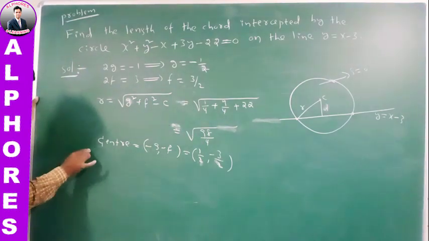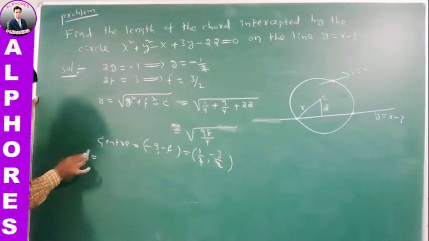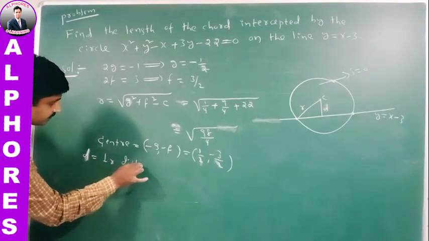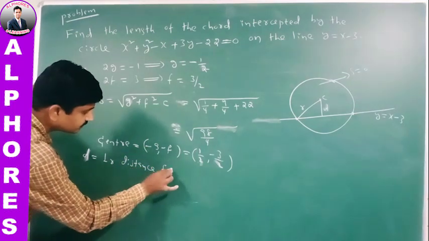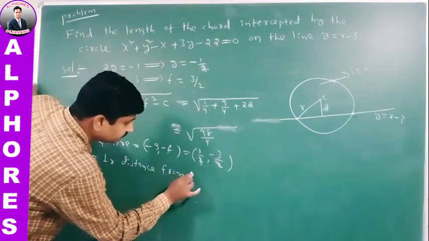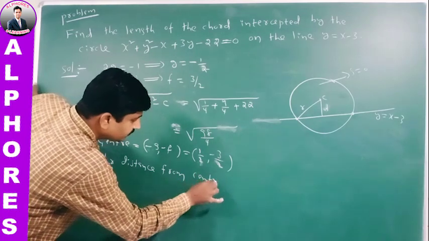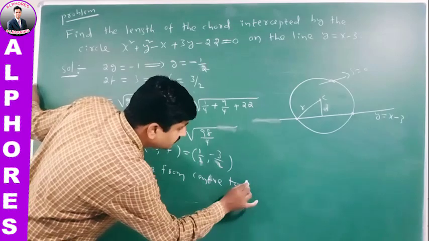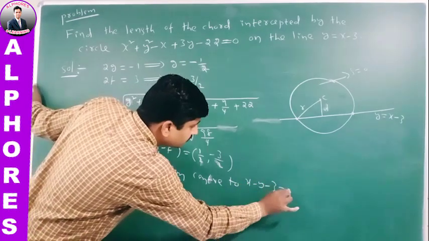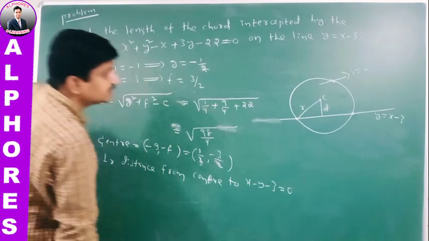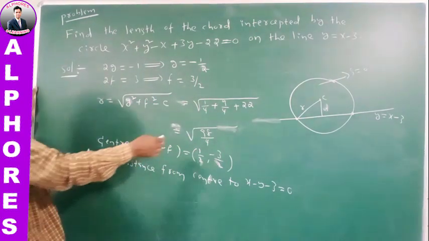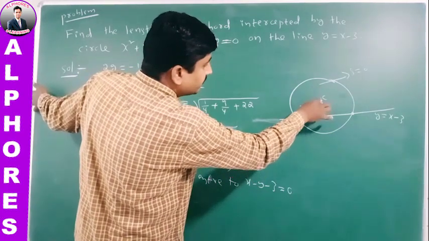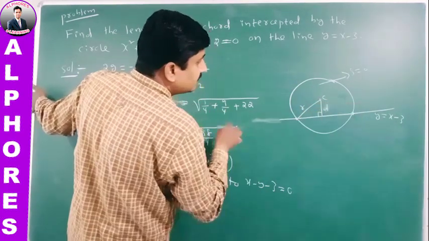Now find D. How to find D? D means the perpendicular distance from the center to the line x minus y minus 3 equals 0. Here from the diagram, D is the length of the perpendicular from the center to the given line.